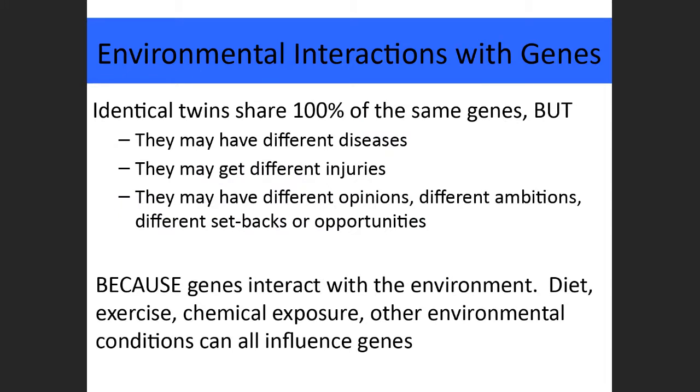So we can get a lot of information through studies with identical twins, right? And obviously it's hard to study humans and do experiments on them. That's not ethical. But you can just see that if any of you have friends that are identical twins, or if anybody is an identical twin, they can have different diseases. They may both have the gene for that disease, or they may be more likely to get that disease, but that same gene doesn't always get turned on. They can get different injuries. They can have different opinions.